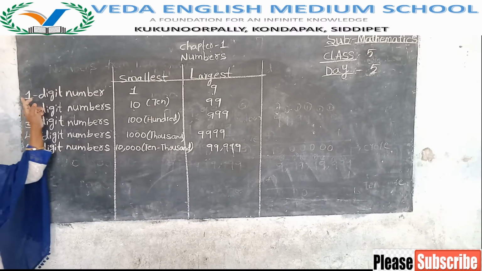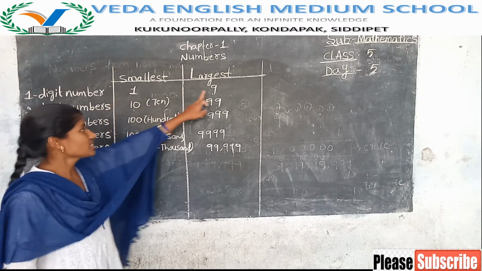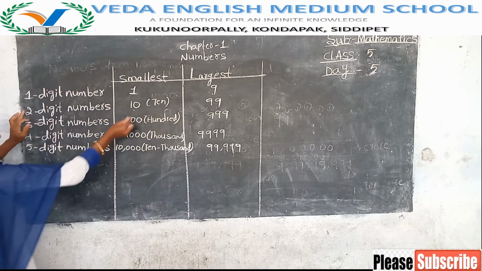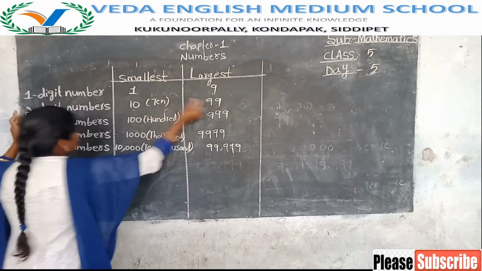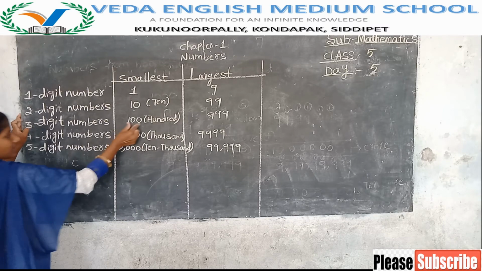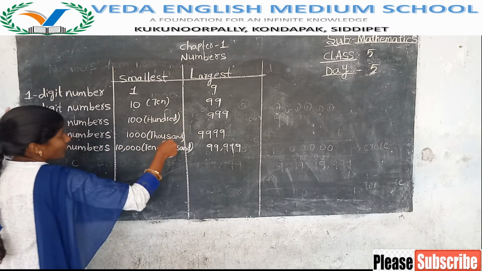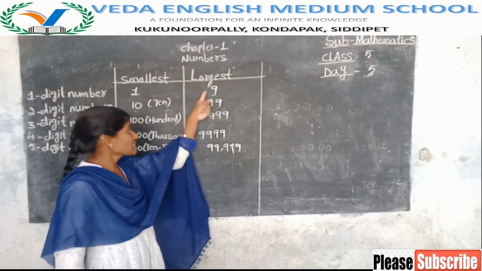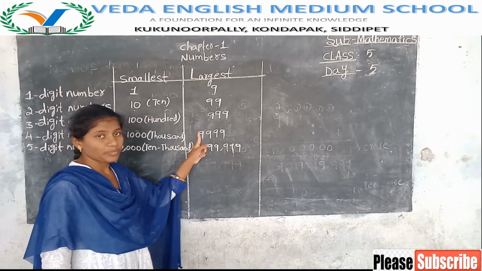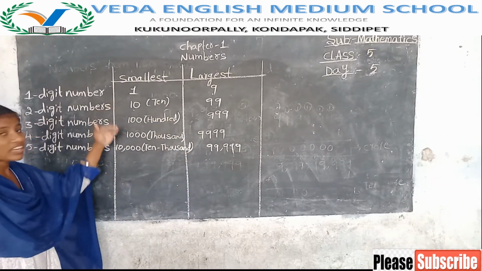If I say 1 digit, we get only one digit. If I say 2 digits, we get 2 digits. 3 digits, 3 digits. 4 digit number, 4 digits. Now you have to remember one thing. Always the largest numbers are in 9s only, and the smallest numbers are in 1s and 0s only.